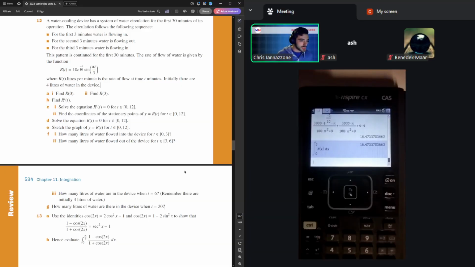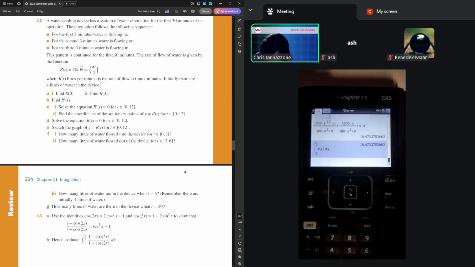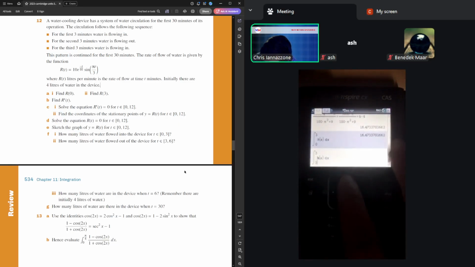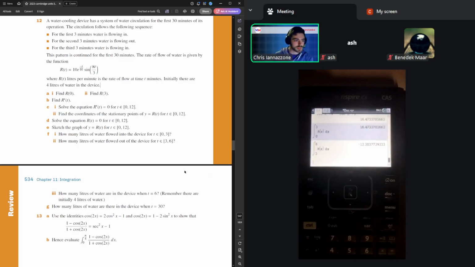But anyway, part ii is worded the exact same, with the only difference being that it's from 3 to 6 instead of 0 to 3. So we'll literally grab the exact same set of working out and adjust the terminals accordingly. We get a negative number, hence that is the number of liters that have flowed out of the device rather than into.